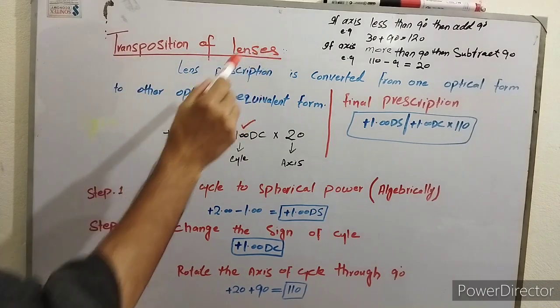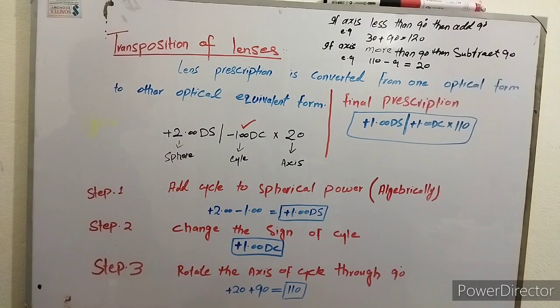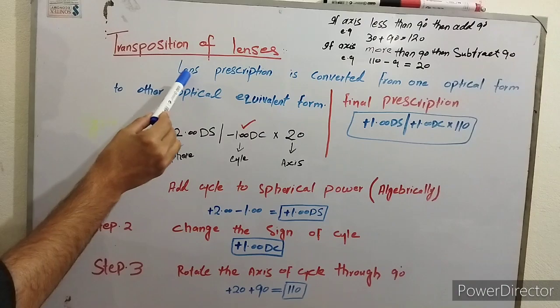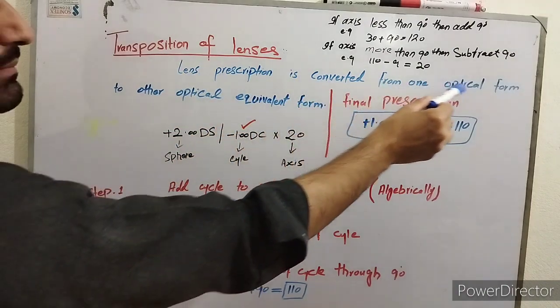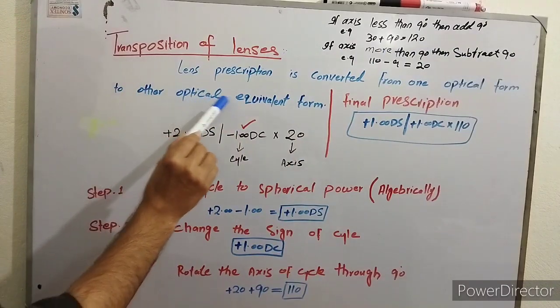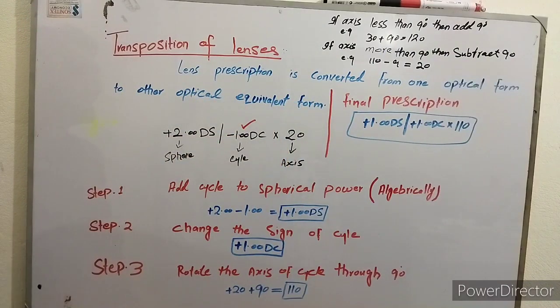Today our topic is transposition of lenses. How can we transpose lenses? What is the definition of transposition? In transposition, a lens prescription is converted from one optical form to another optical equivalent form. In this case we change our prescription from one form to another form.